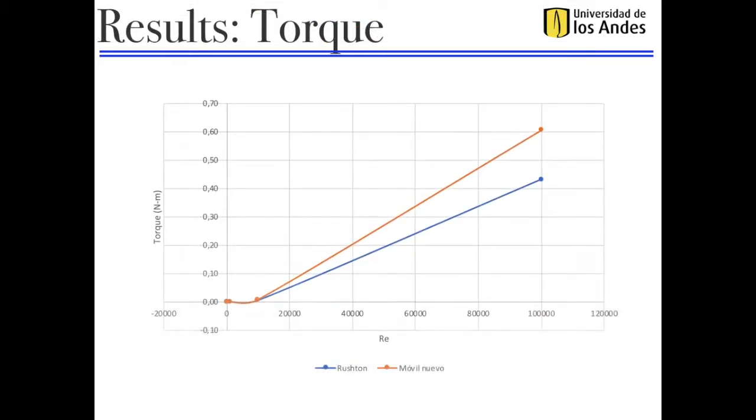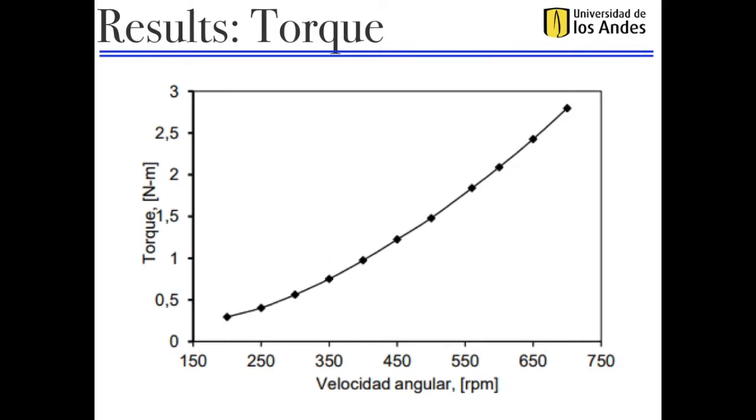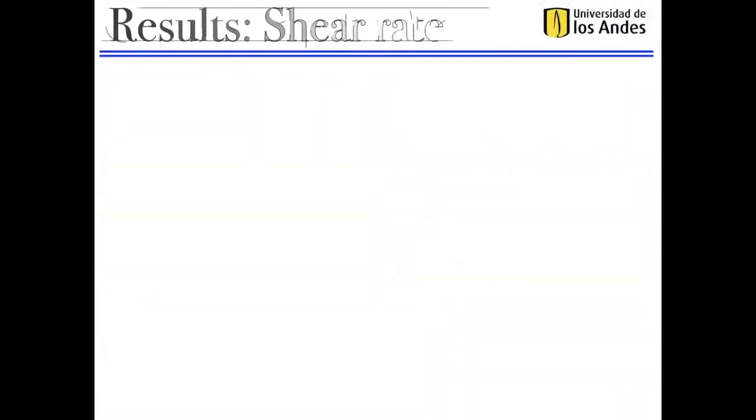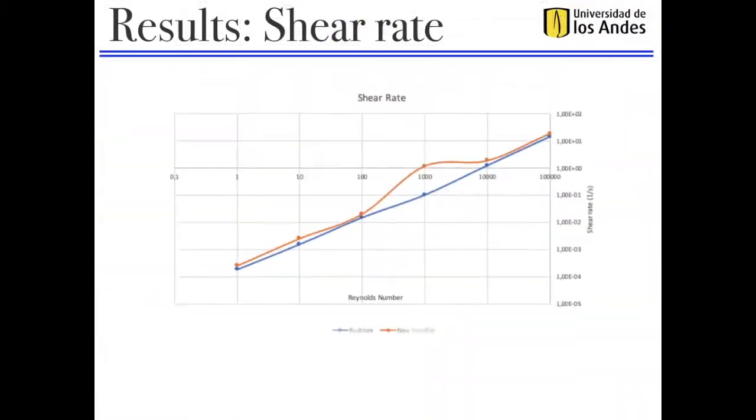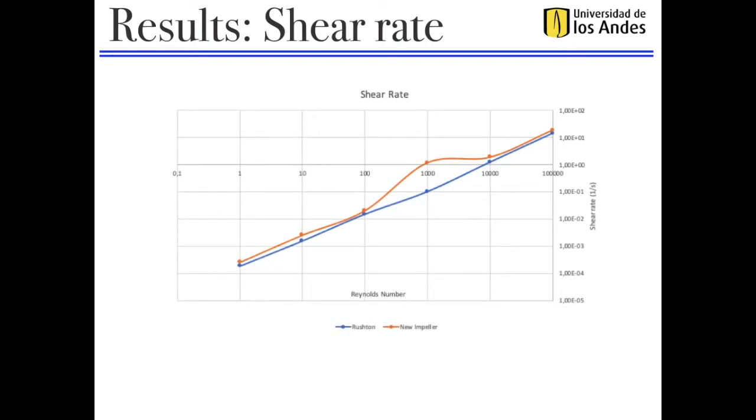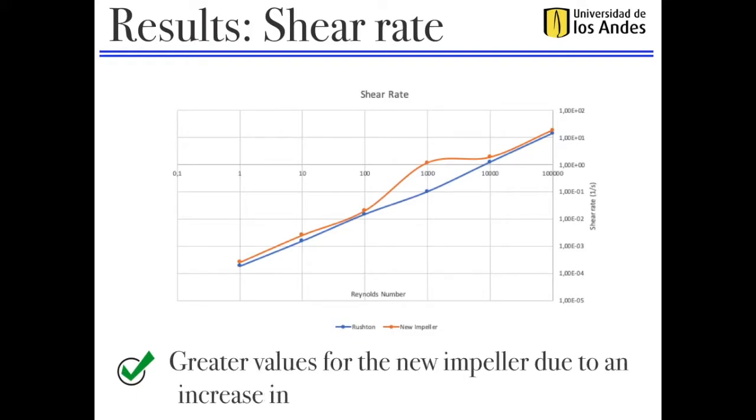In terms of the results obtained for the torque, it can be said that the behavior, which increases as the Reynolds number increases, is similar to the behavior found in literature, considering that for a higher velocity, the force needed in order to make the axis of the impeller rotate will be greater. In compliance with the proposed objective, when observing the behavior of the shear rate, it is possible to notice that the velocity gradient generated by the new mobile is greater than the one generated by the Rushton turbine, meaning that with the new mobile, the layers of the fluid move faster.